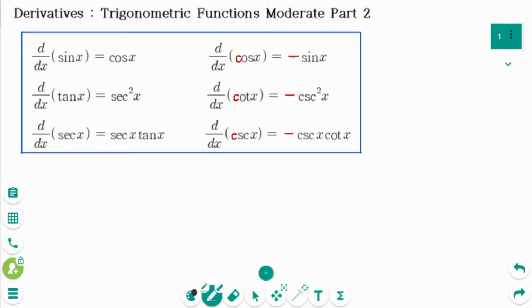This video will cover moderate part 2 questions regarding the topic of derivatives of trigonometric functions. Here are the basic differentiation formulas for 6 trigonometric functions. Please remember that only functions starting with a c have a negative sign. From now, we will do trigonometric differentiation. If it is very difficult, it will be good to remember chain rules first.